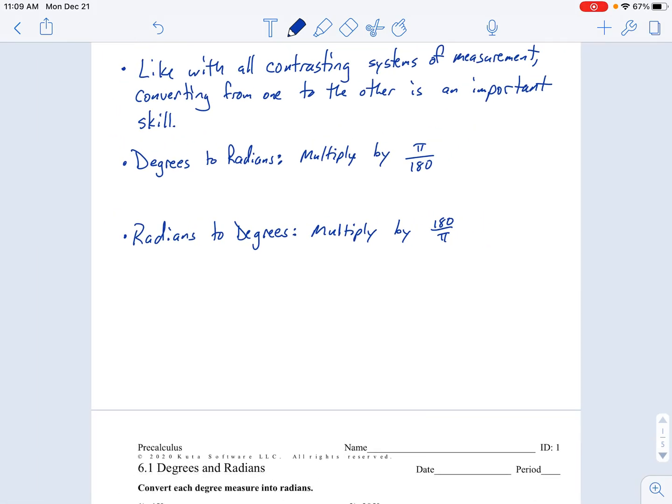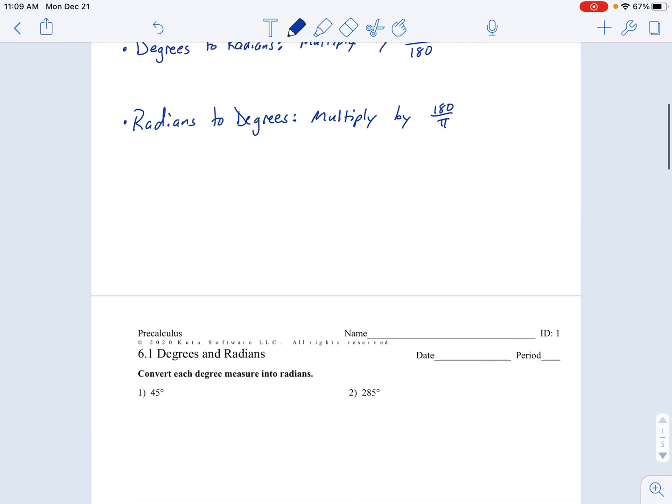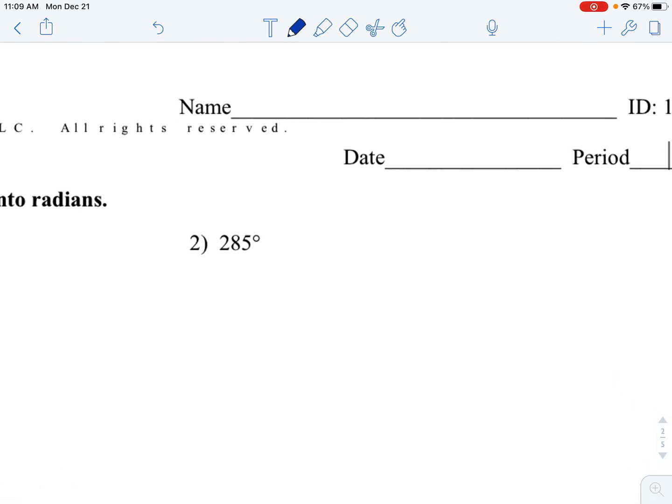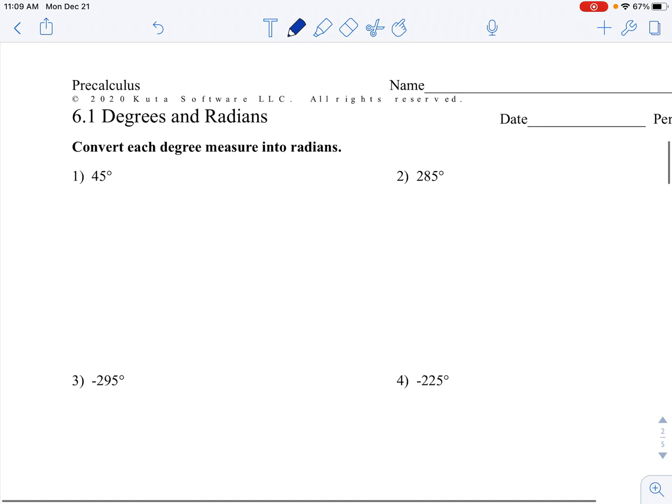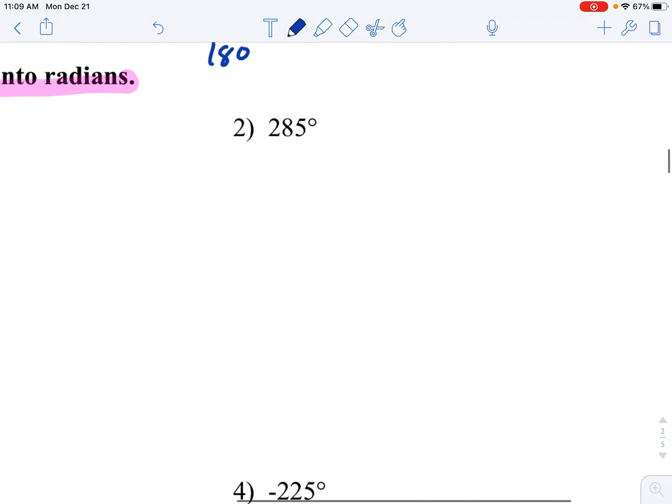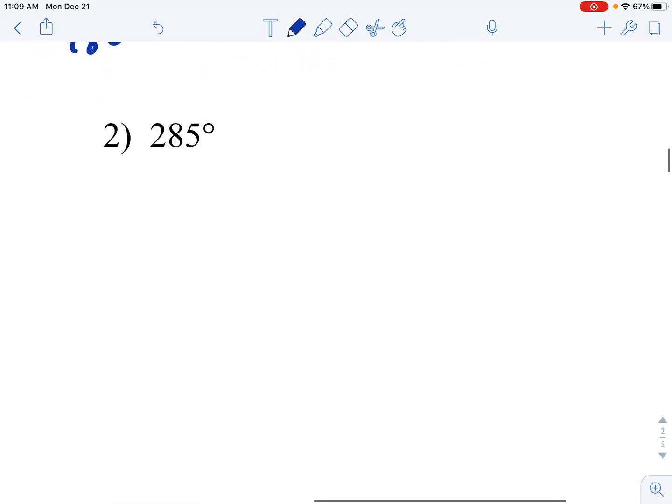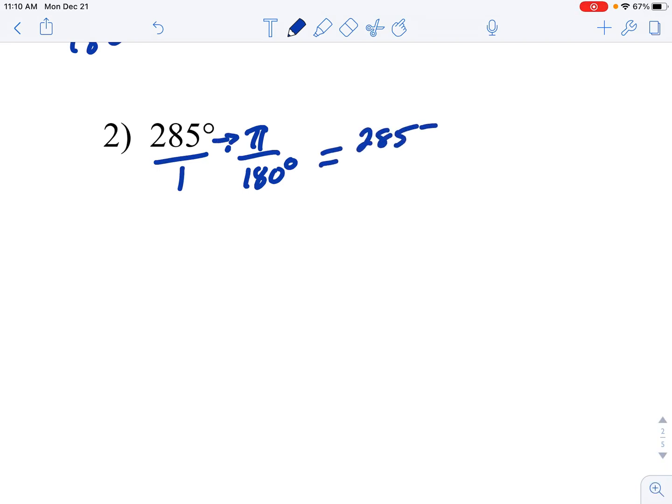Now, those are fractions, so you will have to do some fraction work here. It might help to have Desmos handy. I'm going to pull it up. But when I get to the first set of exercises, convert each degree measure to radians. Basically, I need to multiply everything by pi over 180. So let's do this. 285 degrees, we need to multiply by pi over 180. Put this over 1, you multiply 285 by pi, okay, 285 pi.